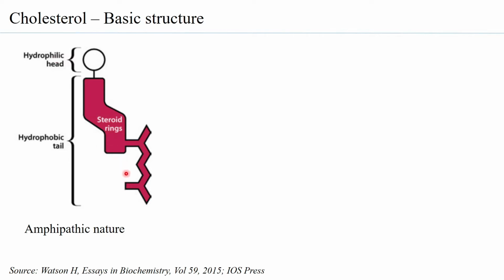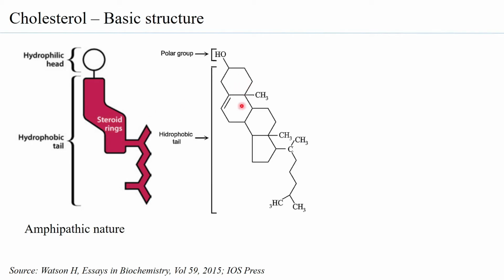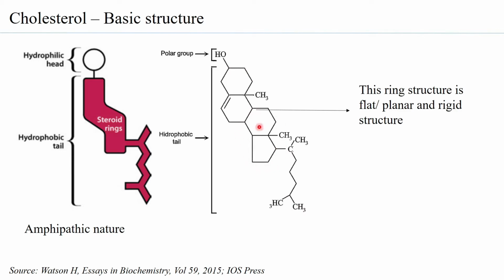leaflet of the membrane. Now, just looking at the ring structure, this is what the typical ring structure is. And this is how you have the OH group present over here, which is forming the polar group. And here you have a short hydrocarbon chain that is together with the ring forming the hydrophobic tail. Now, interestingly, this ring structure is planar and it is rigid. So it does not really have too much flexibility, but this hydrocarbon chain is flexible, and therefore this can interact with all the flexible acyl chains of phospholipids, etc.